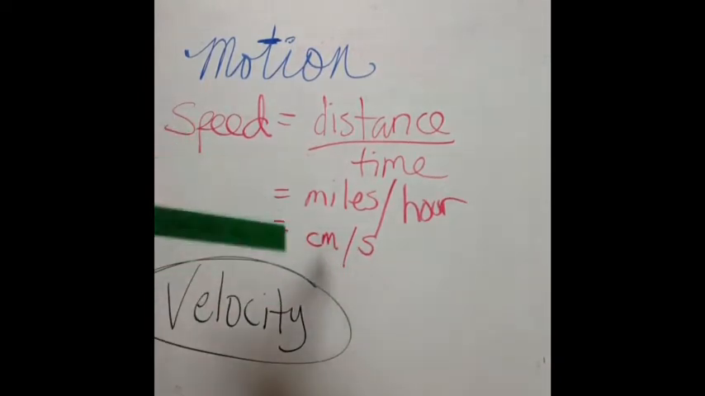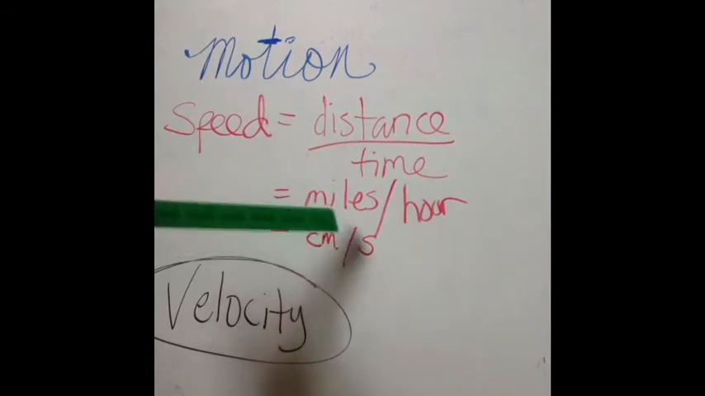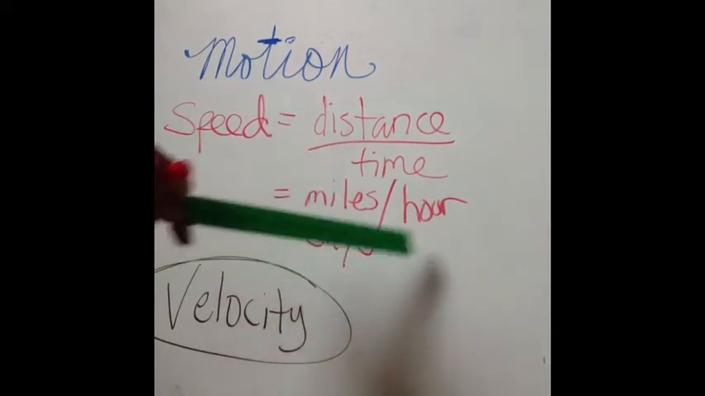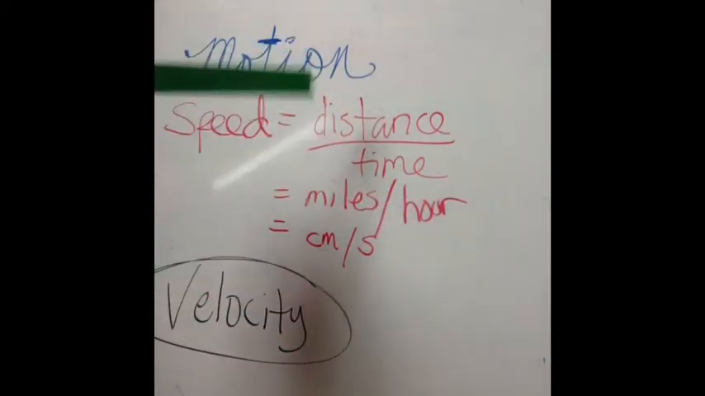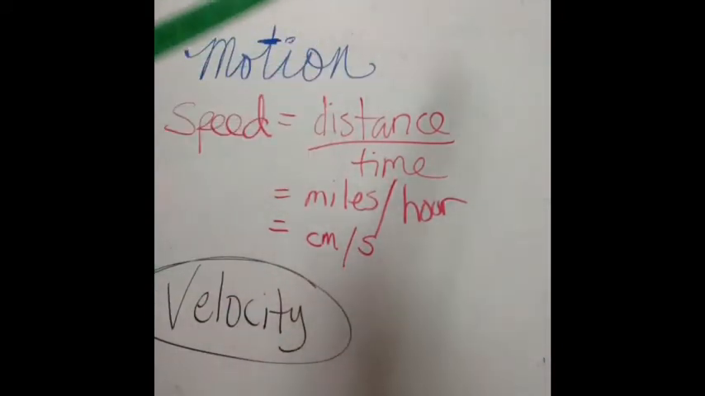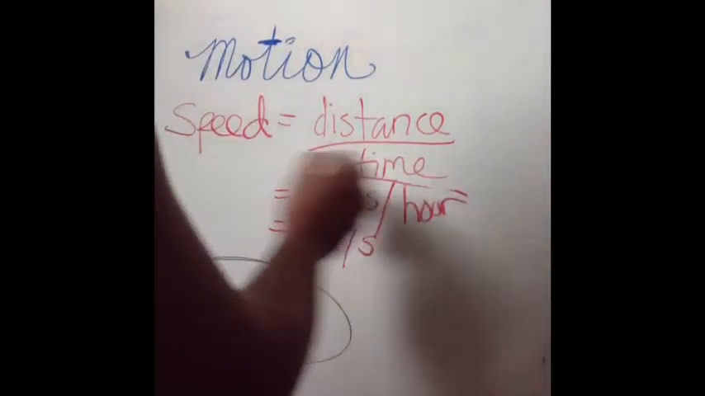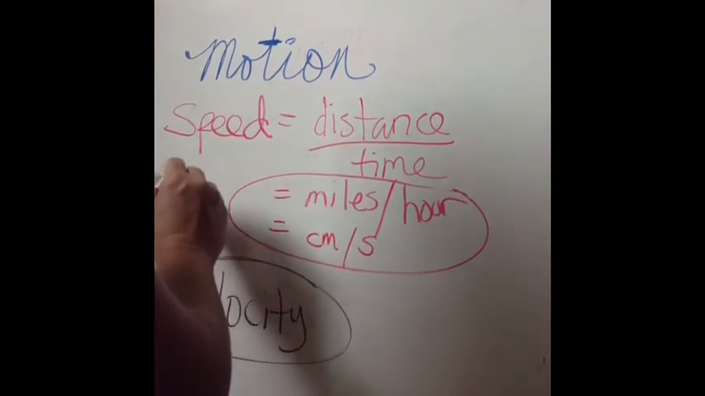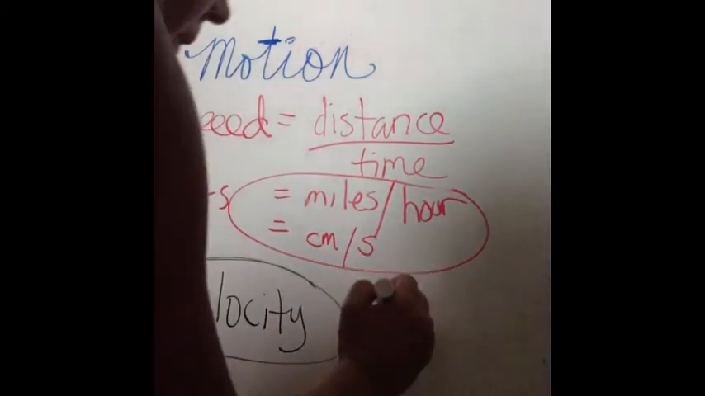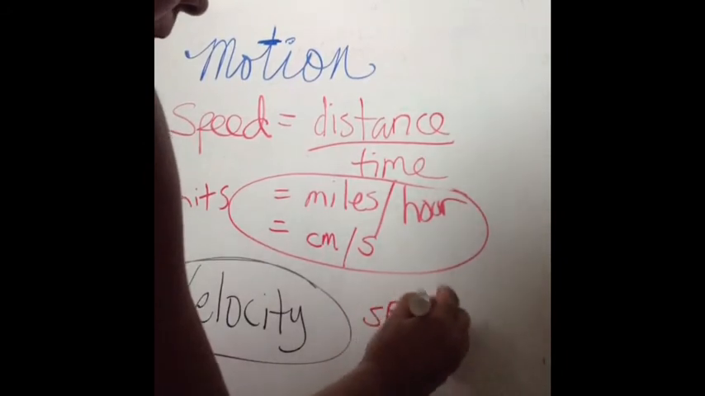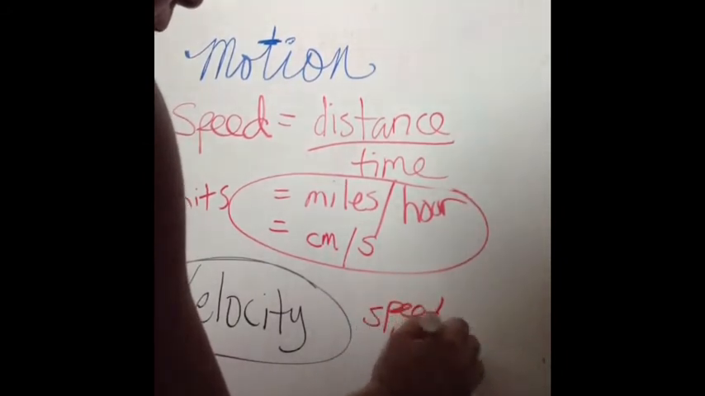But notice there's still a distance. Centimeters versus miles, there's distance. And then we have time. Hours and seconds, and could do minutes. You've got two things to measure, distance and time. So these are units. Don't forget that. So you can measure the speed of motion, and you can turn that into velocity. Speed with direction.